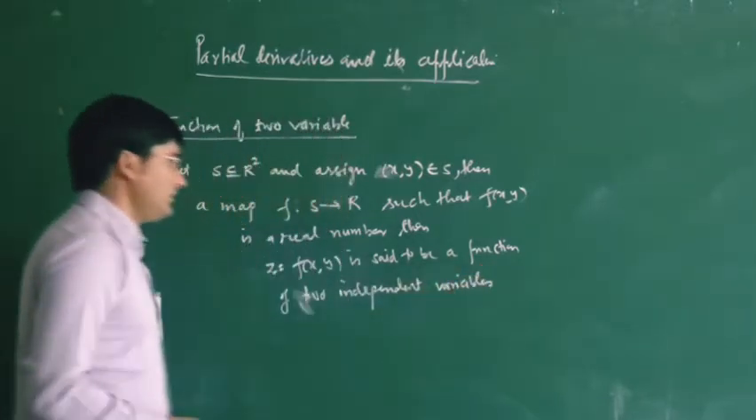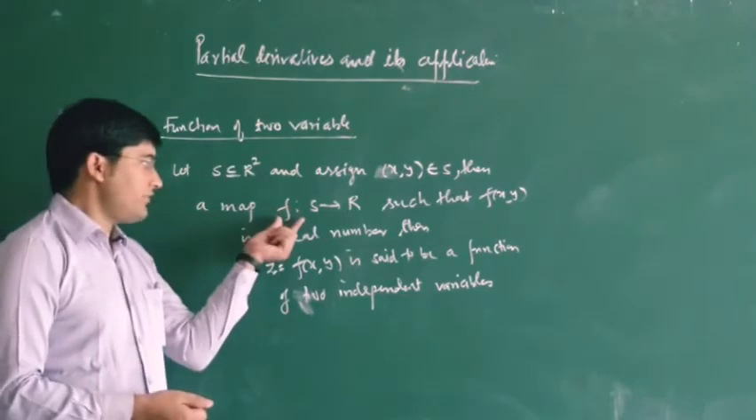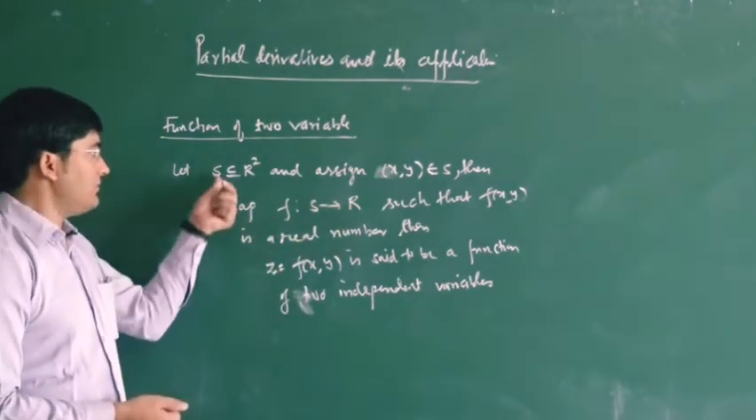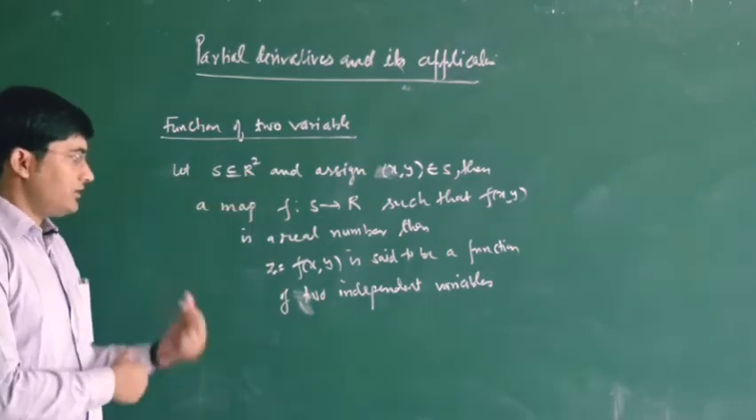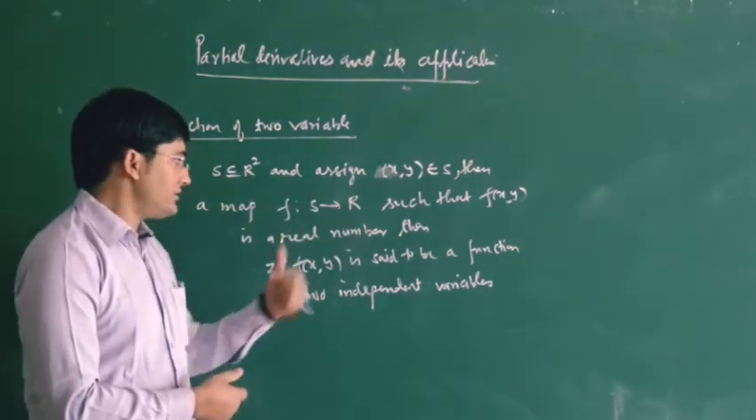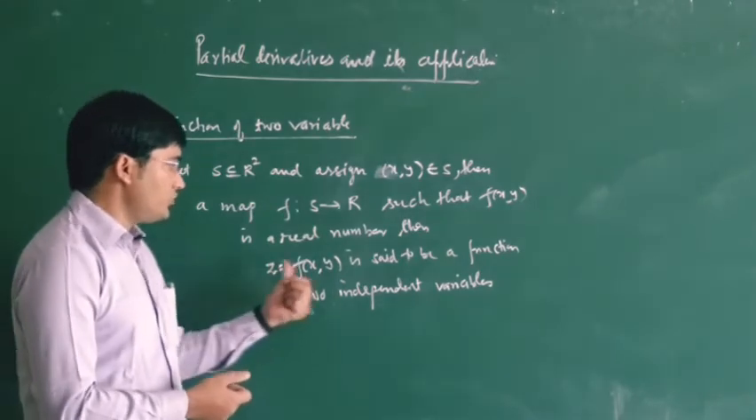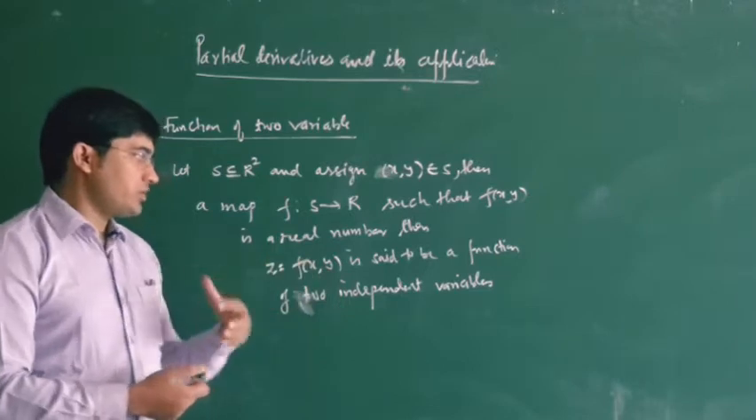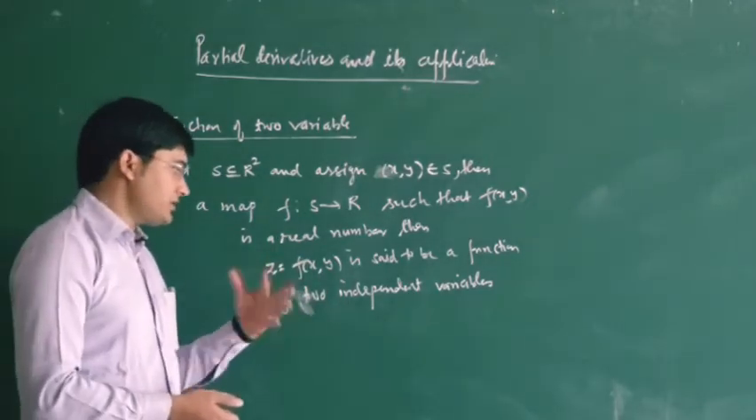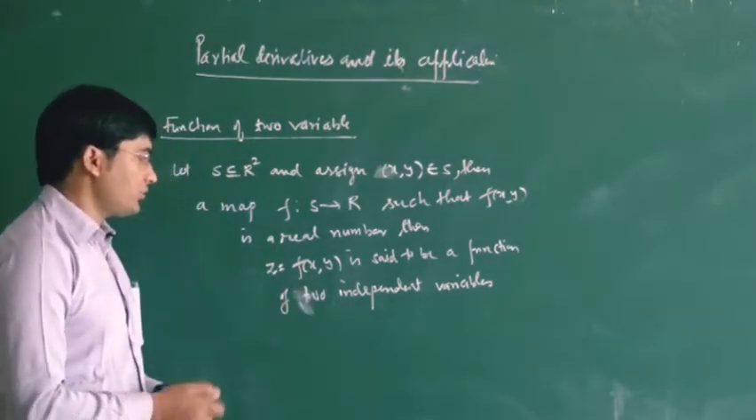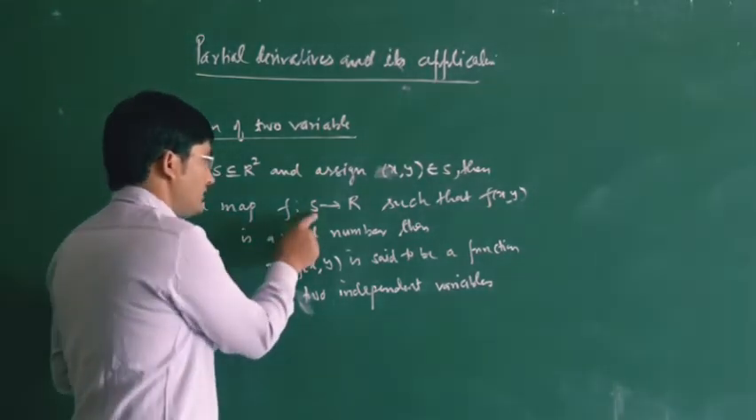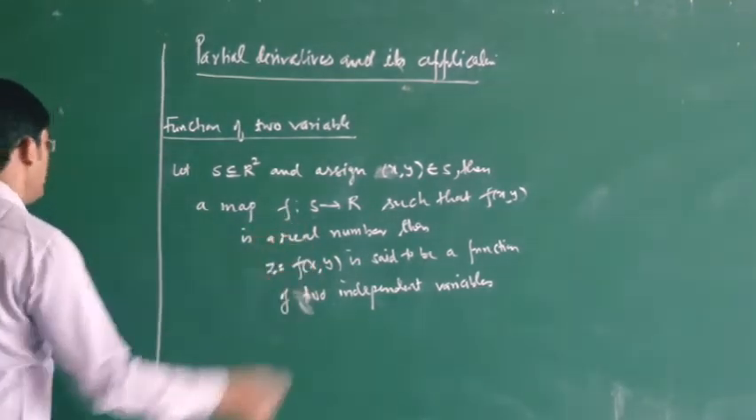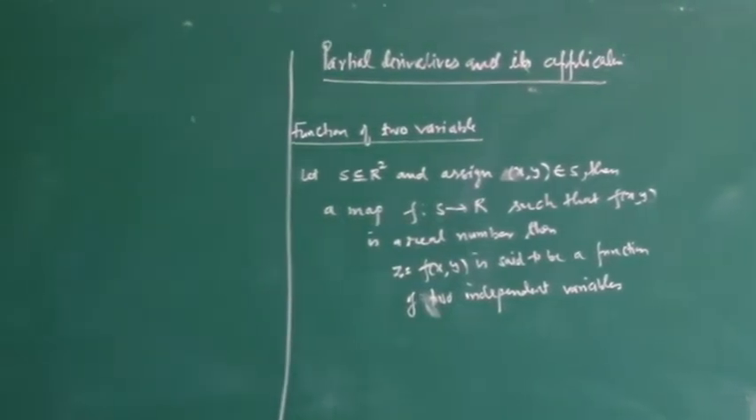Here we will say that if f is a mapping from the set S to R, where S has the elements of R square, then this real mapping is said to be a function of two variables, and we will say that x and y are independent of each other. That means their partial derivatives with respect to each other will be 0. And here S is said to be your domain and the subset of R is the codomain.